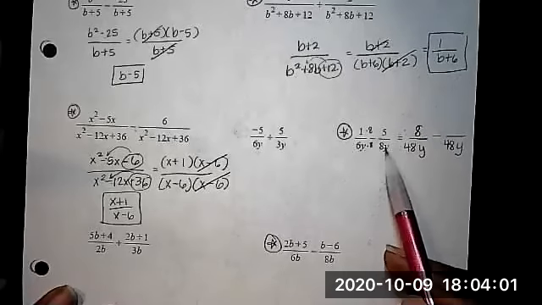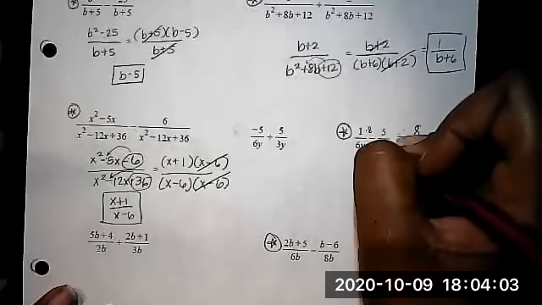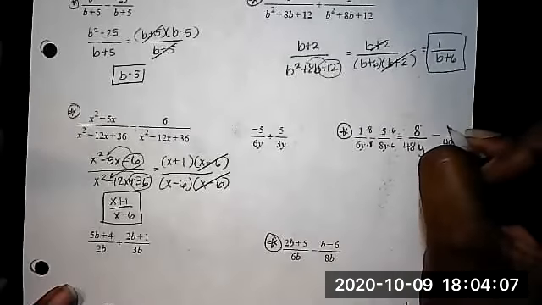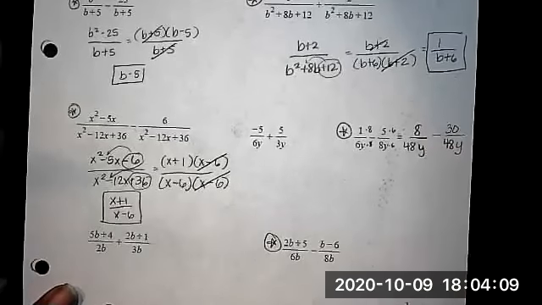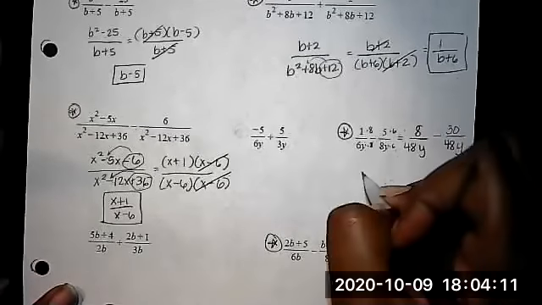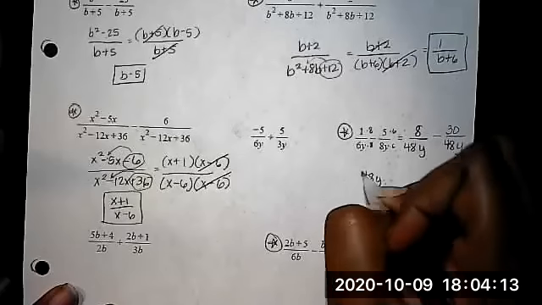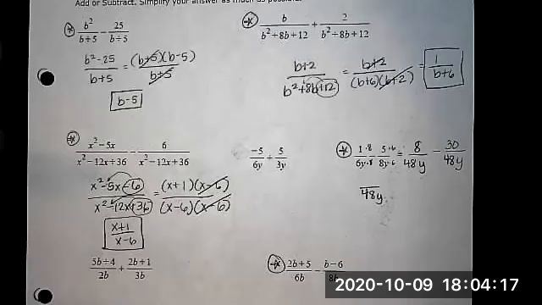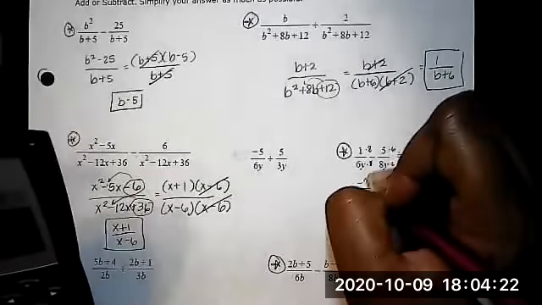Same thing here. What do I have to multiply by 8 to give me 48? I said 6. That becomes now 30. So now we have the same common denominator, 48y. At the top, you'll have 8 minus 30. So 8 minus 30 becomes negative 22.